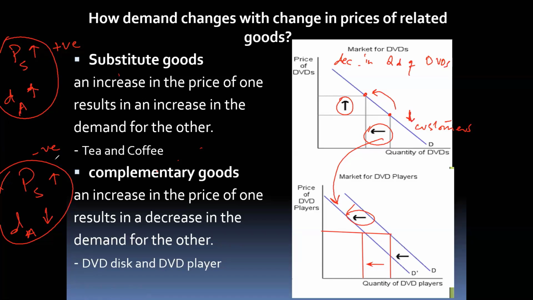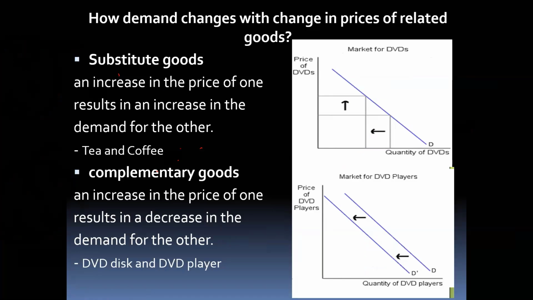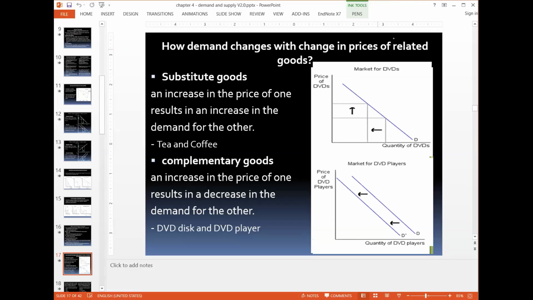So whenever we ask what will be the effect of a change in the price of related goods, you have to first clarify if it is a substitute or a complementary good. Otherwise, it will give an opposite answer. Okay, so this was the discussion on related goods and the effect of related goods for substitute and complementary goods.